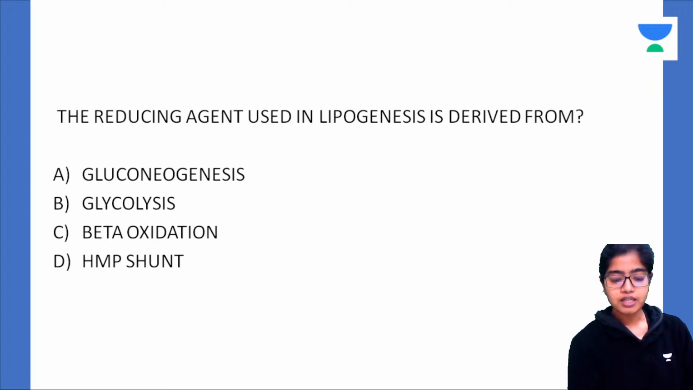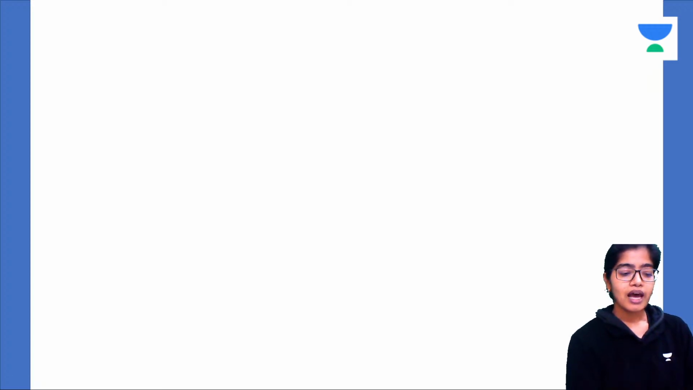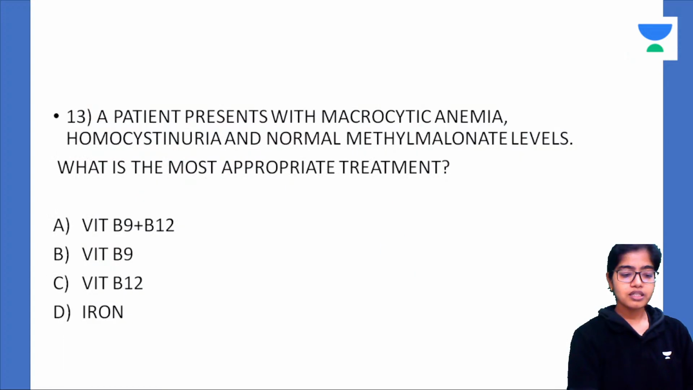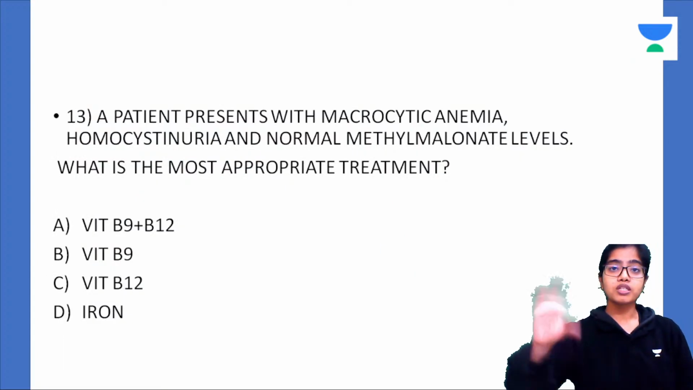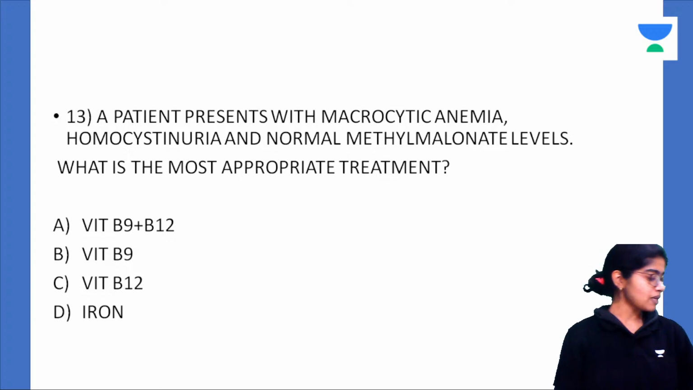So right now we discussed the HMP shunt, and we also discussed this 1-carbon transfer reactions. Okay, homocysteine and methionine metabolism. In the next class, we'll meet with another important question.